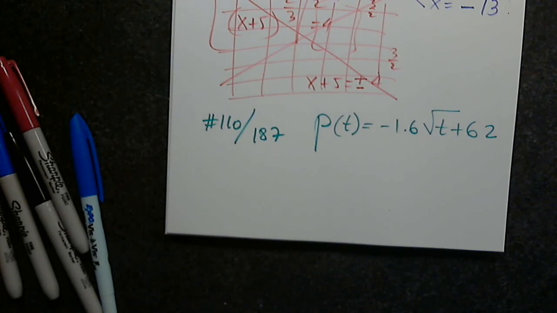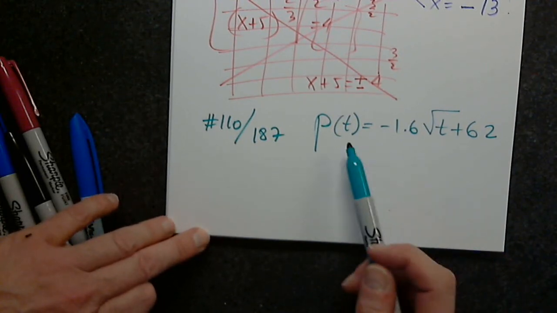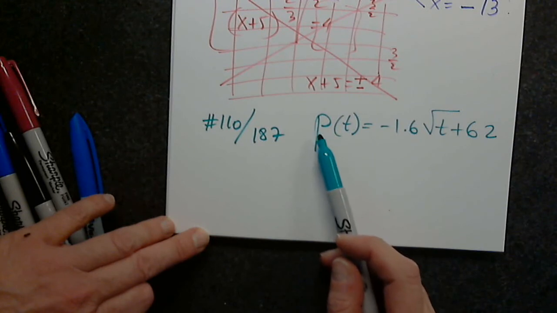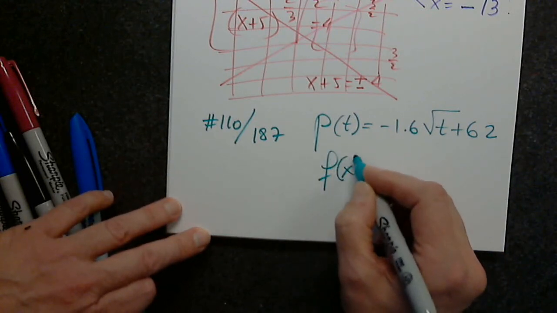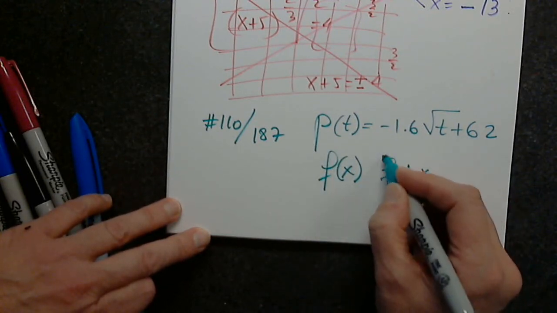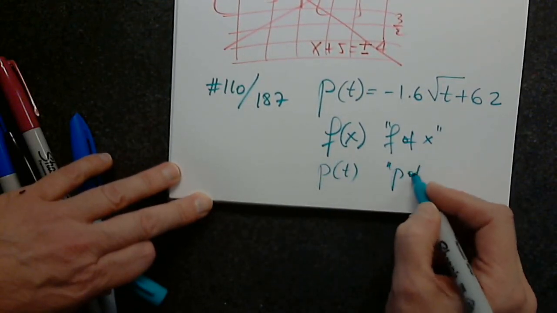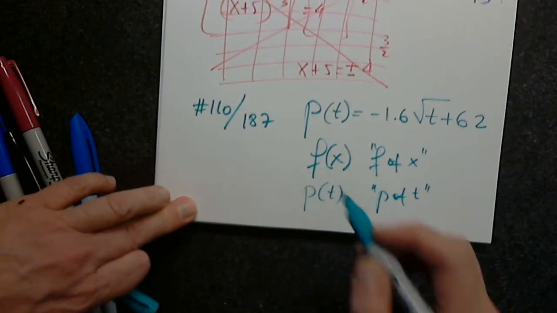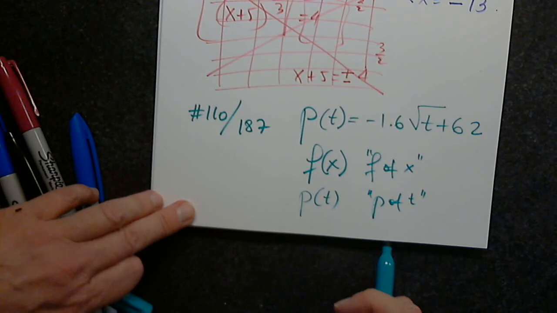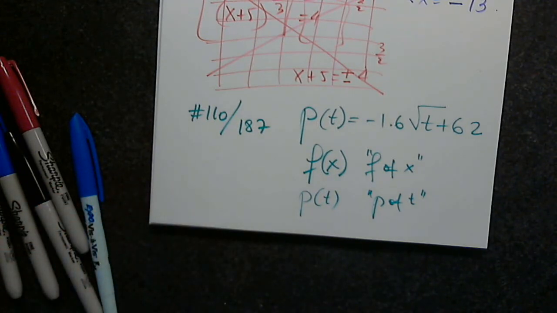The P, is that an exponent or is that just there? No. The P is the name of the function. So it's like f of x, we have P of t. It just looks small. Yes, it's a lowercase p. You're right. That's how they denoted it.